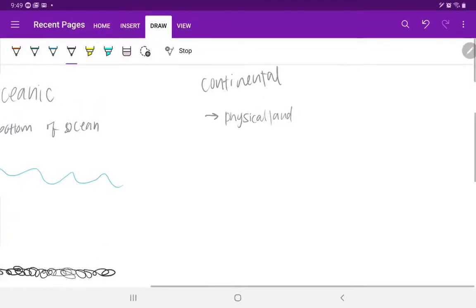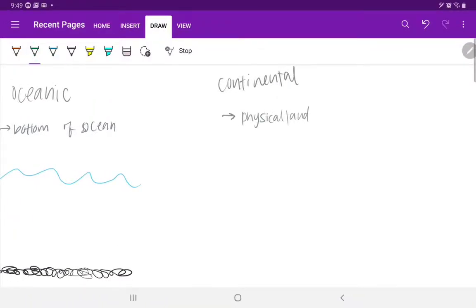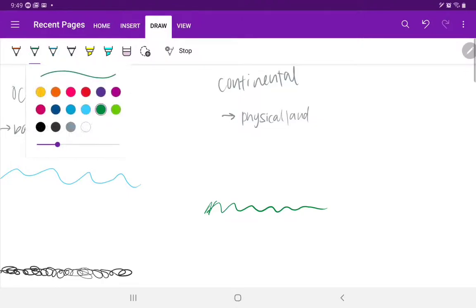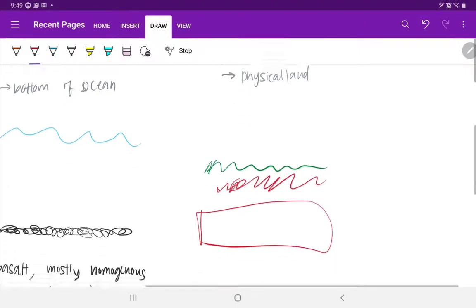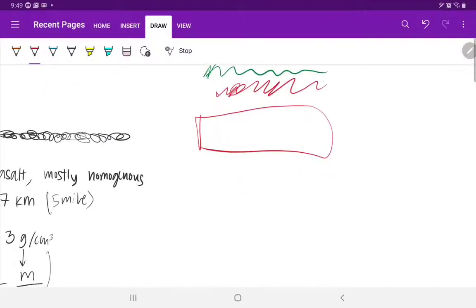So moving on to continental crust. Continental crust, as I mentioned earlier, is what we see on land. So, we see grass, and then underneath that grass, we have a lot of dirt. I guess we'll use this reddish color for dirt. And we have a lot of rock underneath that. So continental crust is this, rock.